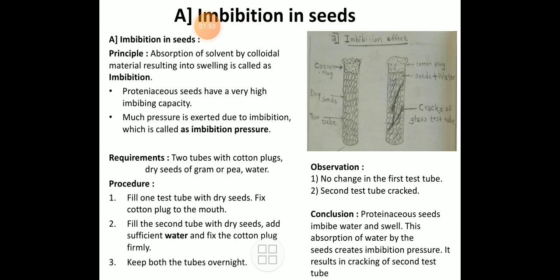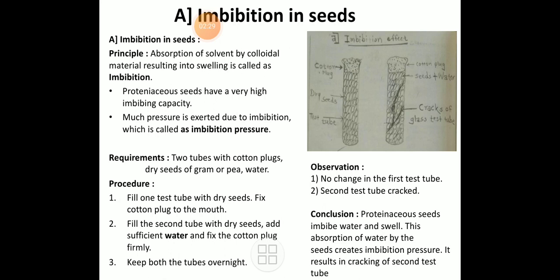I will give you a general example. Wood, in the sense of a door prepared with the help of wood, swells during the rainy season if water comes in contact with that door. That is because of some colloidal material present, and the solvent, that is the water, is absorbed by that colloidal material and results in swelling of the door.